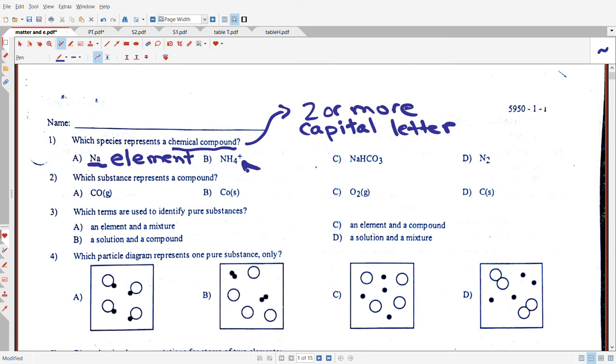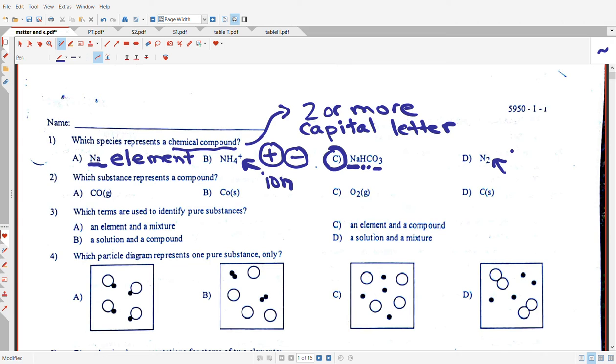Now this one has a plus sign. If you have a plus or minus sign, you're known as an ion, which is not a compound. A compound is neutral, so there will not be a plus or minus sign. Here we have a capital and a lowercase, so that one is sodium. This is hydrogen, carbon, and 3 oxygens, so this would be the answer. This is a chemical compound because it's 2 or more capital letters, 2 or more elements chemically combined.